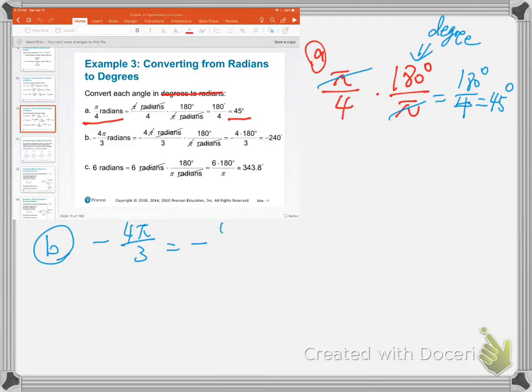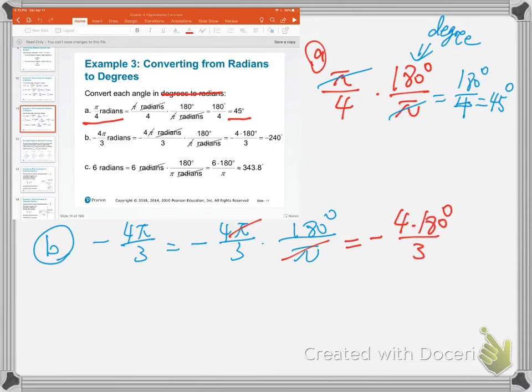B, negative 4 pi over 3. So we want degree measure, so we want degree on top. And then pi cancelled. We got negative 4 times 180 divided by 3. Pre-canceling, right? 180 divided by 3, you got 60. 4 times 60, we got 240 degrees. Okay, degrees.